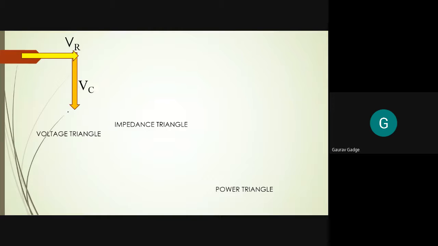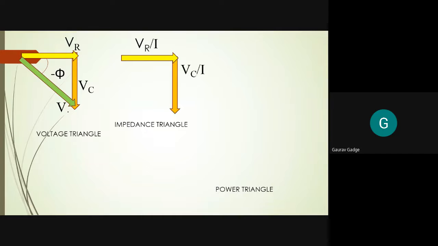VR, VC, resultant, that is hypotenuse V. The phase shift is -1. Then we have divided VR by I, VC by I, and V by I. VR upon I is R, VC upon I is XC. Both the elements are ohmic elements, and therefore V upon I is also an ohmic element.